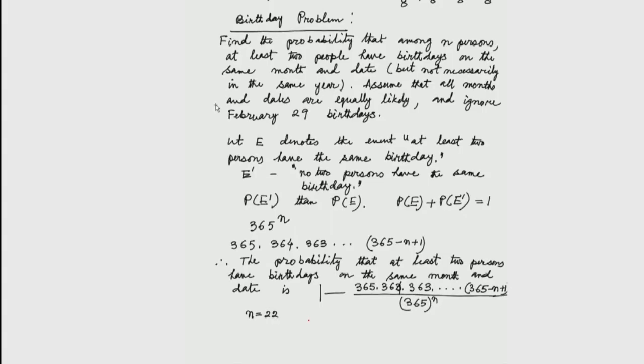Now, if we consider n equal to 22, that means if there are 22 persons, then the probability is 0.475695. If n is equal to 23, then the probability is 0.507297.